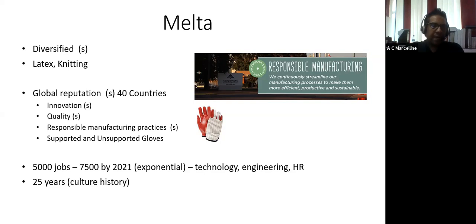Global reputation, once again, I put an S. Note, guys, they are dealing with about 40 countries. It says they are very innovative and very quality conscious. They have quite responsible manufacturing practices as well, which is really important, really good. You would see why Sri Lankan garments are accepted worldwide, and although we are expensive, still Sri Lankan garments get the orders. That is because we are a responsible manufacturing center.